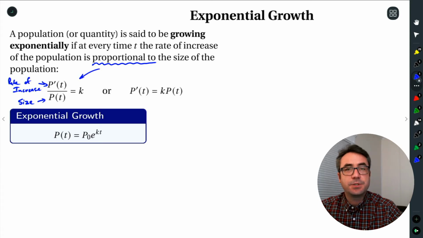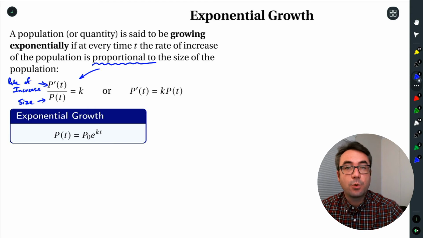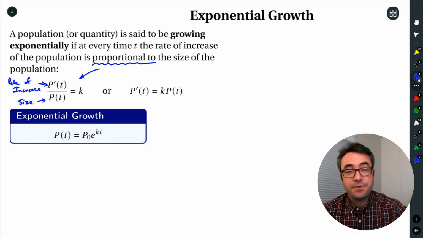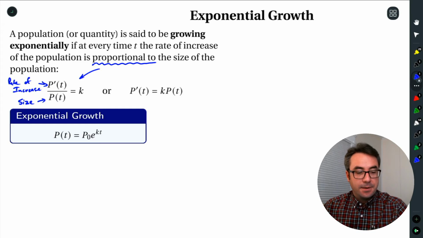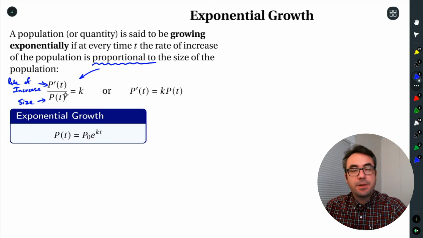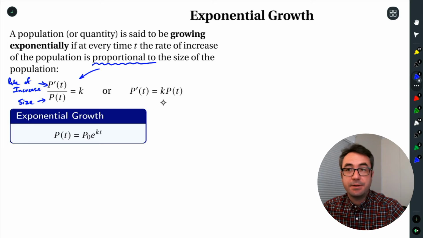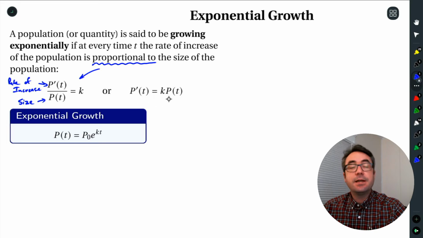So that's what this equation means to be proportional. If you have two different quantities and they're proportional to each other, well, if you divide one by the other, it's always equal to a fixed constant, in this case k. All right, so if we rewrite this equation, multiply both sides by the function p of t, this is another way to think of proportionality. What we get here, though, is a differential equation.